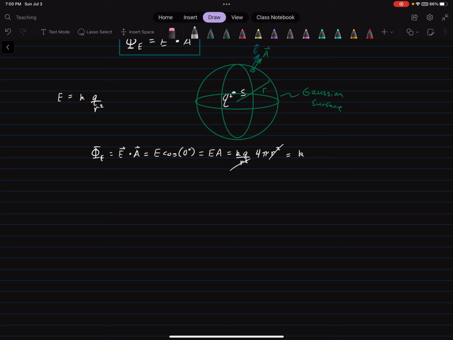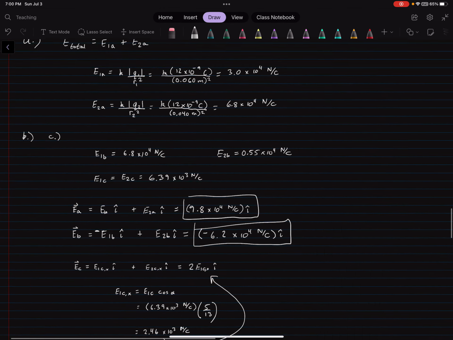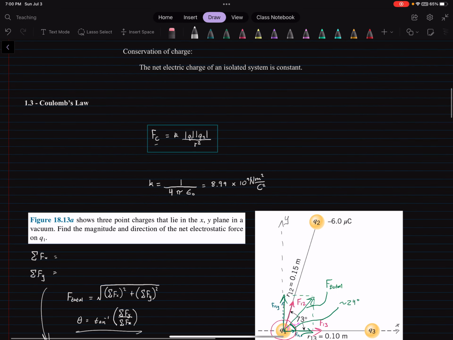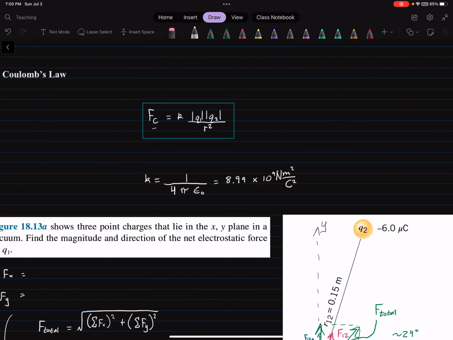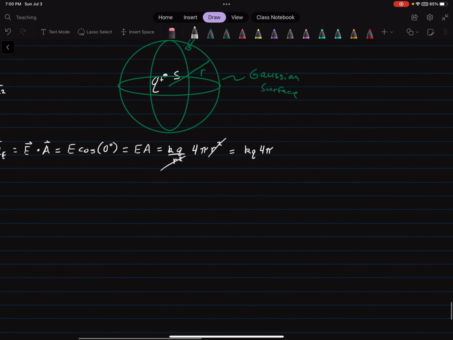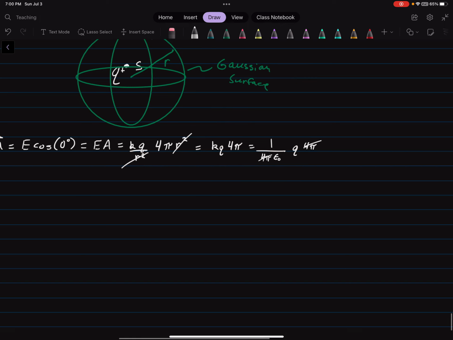So we have kq times 4 pi. Well, what the heck is that? Well, do you remember what k actually was? All the way back at the beginning of our lecture, we identified what k actually was. 1 over 4 pi epsilon naught. So let's bring this down here. So this is equal to 1 over 4 pi epsilon naught times q times 4 pi. Woohoo! Those 4 pi's cancel.